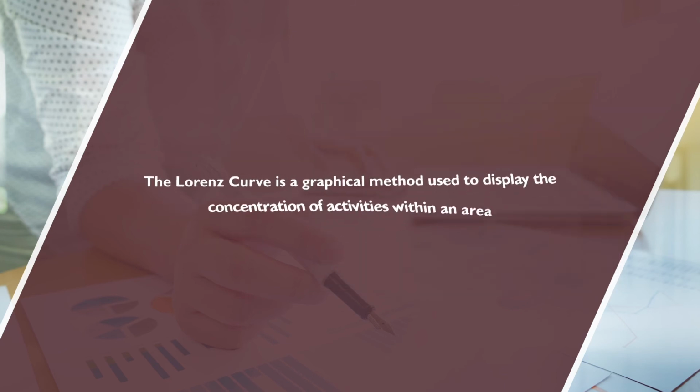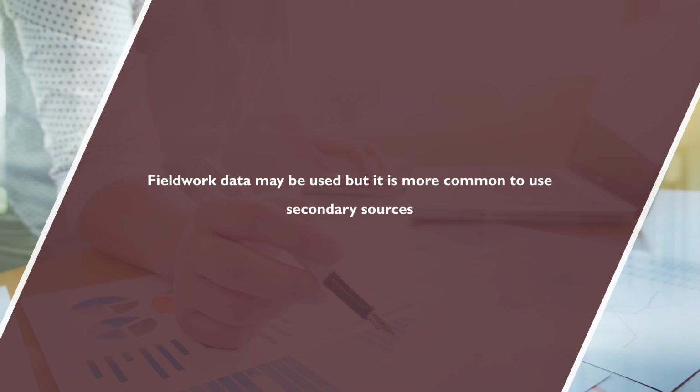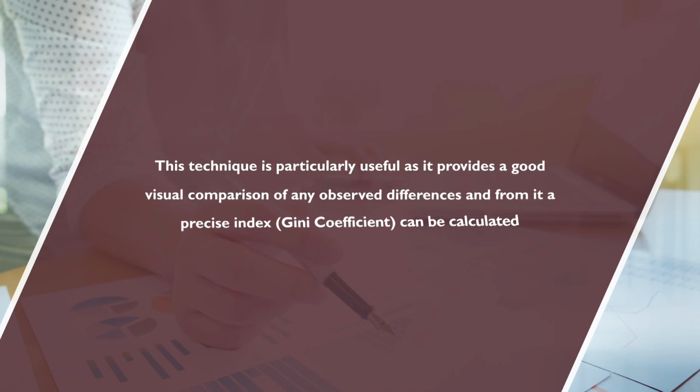The Lorenz curve is a graphical method used to display the concentration of activities within an area. For example, the degree of industrial specialization within an urban area. Fieldwork data may be used, but it is more common to use secondary sources. The technique is particularly useful as it provides a good visual comparison of any observed difference, and from its precise index, the Gini coefficient can be calculated.